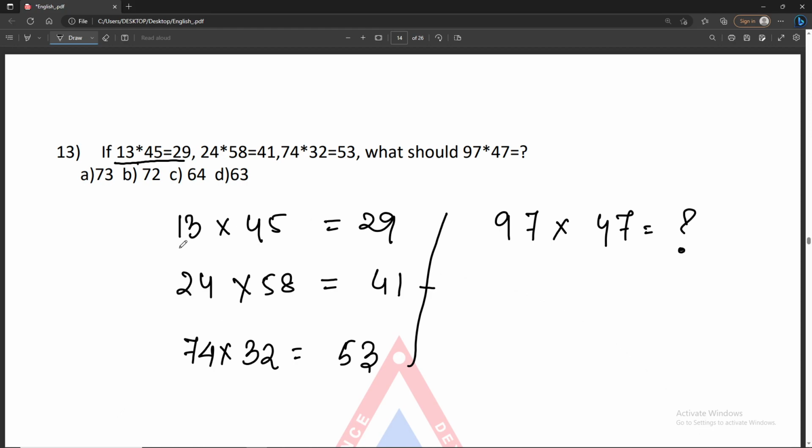Okay, so how do 13 and 45 come to 29? You just have to look around. We'll leave this question for just a minute. 13 number, I'll come around. We'll do the next question.